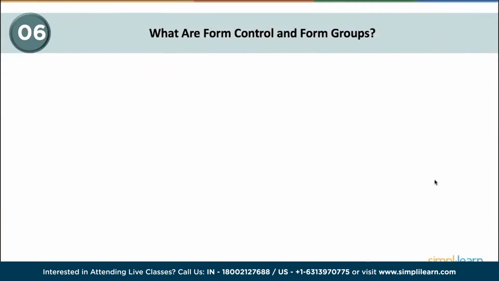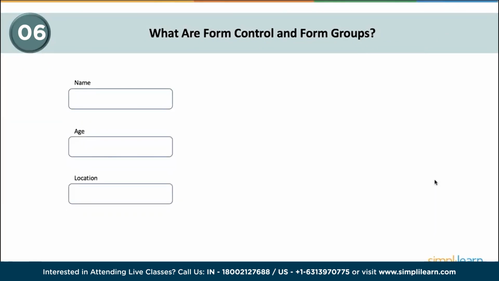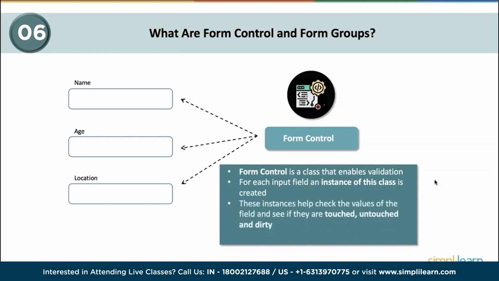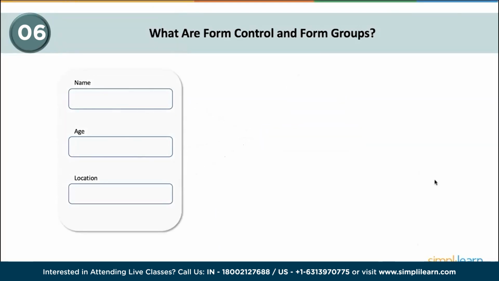What are form controls and form groups? Form controls and form groups are two predefined objects that come with Angular. Text boxes where you take input, radio buttons, drop-downs, and check boxes are called form controls. FormControl is a class that enables validation for every single input you create. They check whether values are touched, untouched, or dirty. Clear?